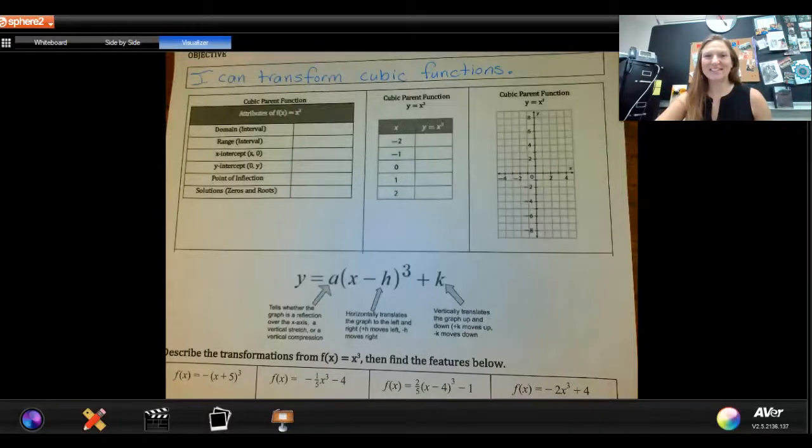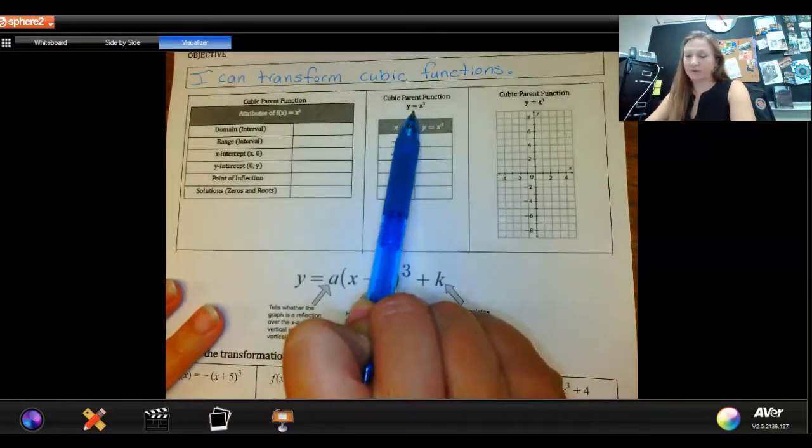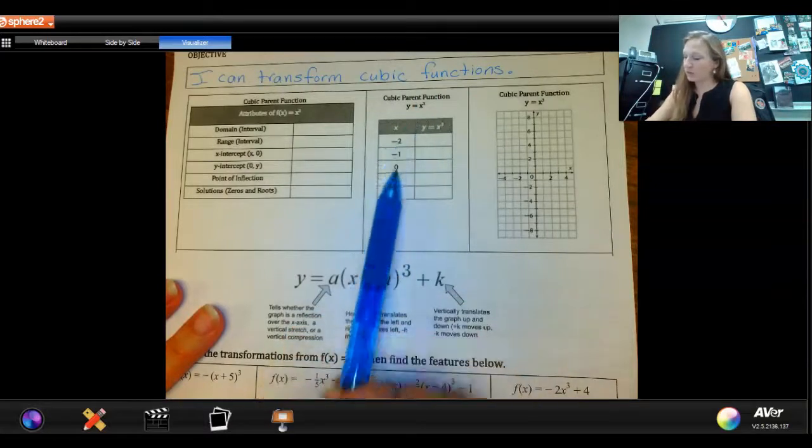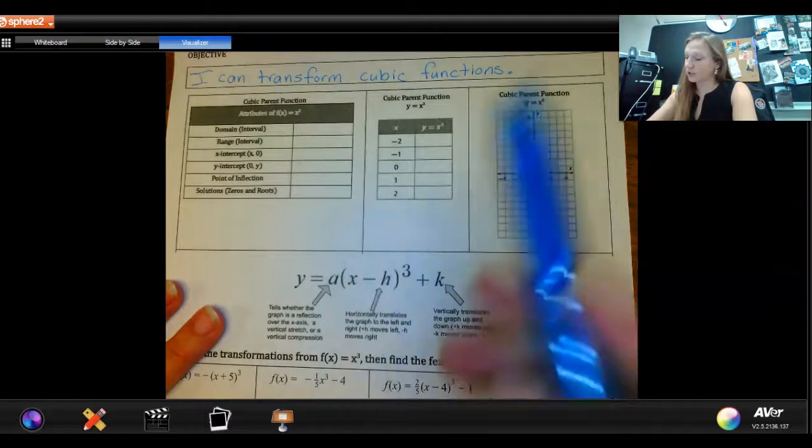Hello students, today we are learning about a new function called a cubic function. And so we are going to begin by creating the graph of our new function. So look at the cubic parent function equation, and we are going to plug in some x values so we can get a good idea of what this graph is going to look like.